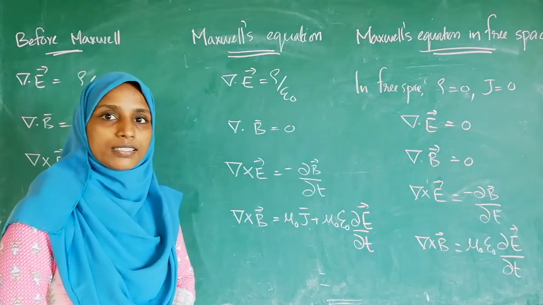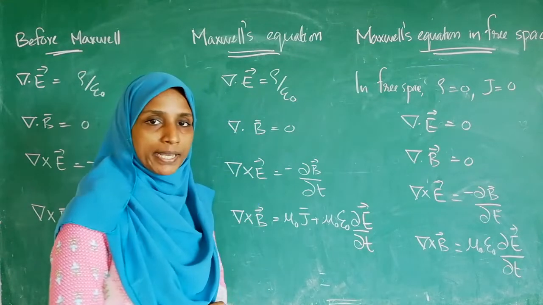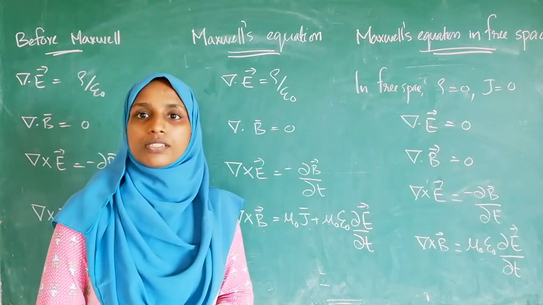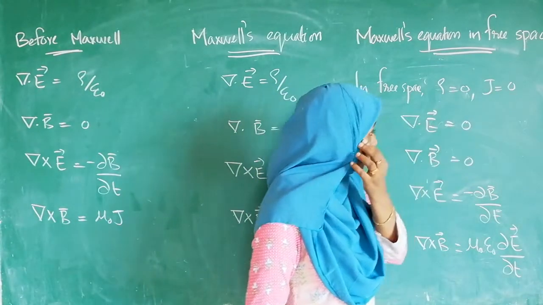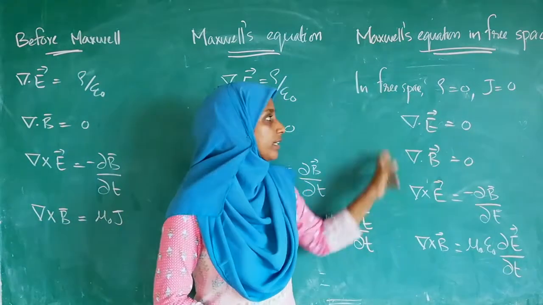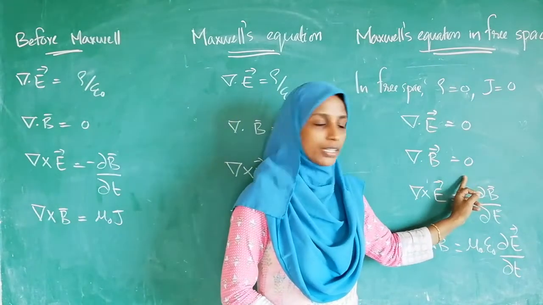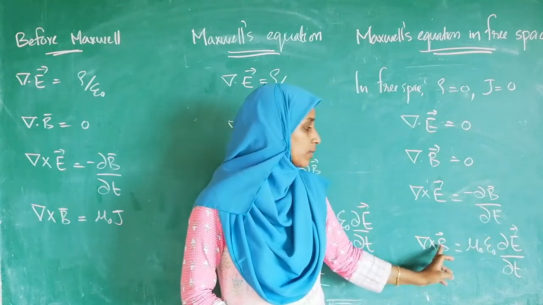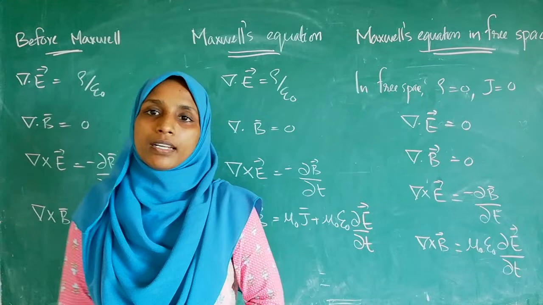When we consider Maxwell's equations in free space, the charge density and the current density will be equal to 0, that is rho equal to 0 and J equal to 0. So, these equations turn into del dot E is equal to 0, del dot B equal to 0, del cross E is equal to minus dou B by dou t, and del cross B is equal to mu 0 epsilon 0 dou E by dou t.